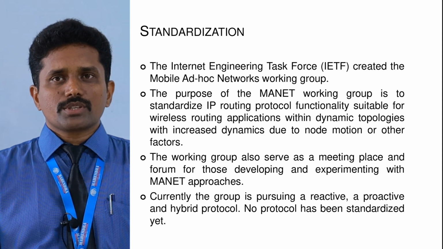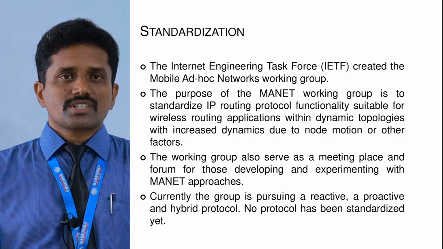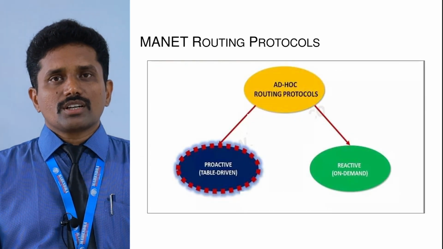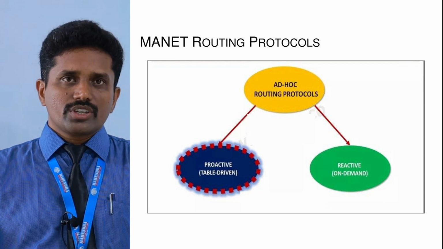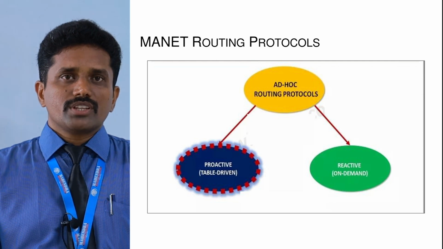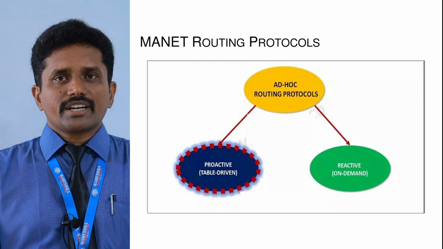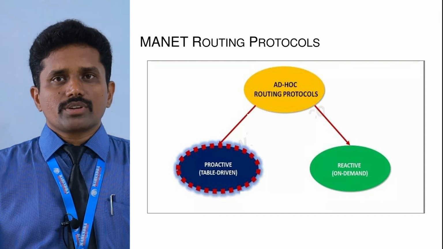Currently the group is pursuing reactive, proactive and hybrid protocols. No protocol has been standardized yet. So regarding the MANET routing protocols, all the protocols are broadly classified into two major categories. One is proactive and another one is reactive. Proactive in the sense the route is already established. Whether the data transfer takes place or not, the route will be maintained always. This is called proactive. And reactive in the sense the route will be established when the data transfer is needed.